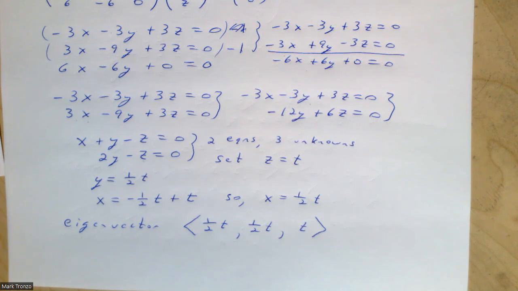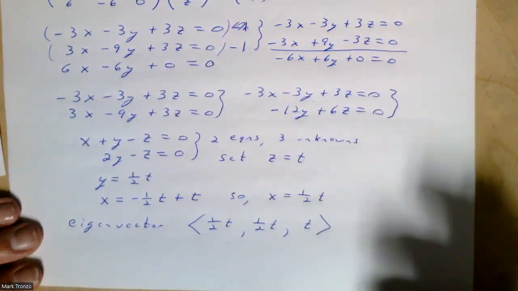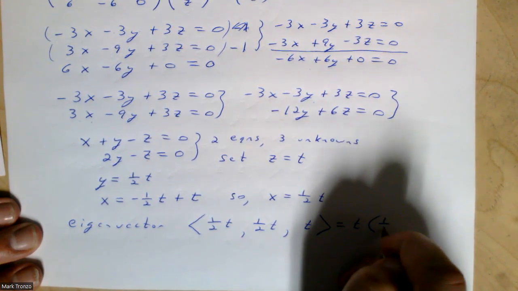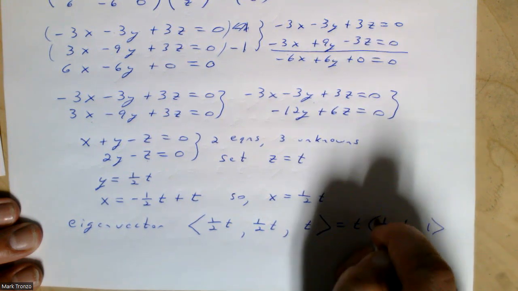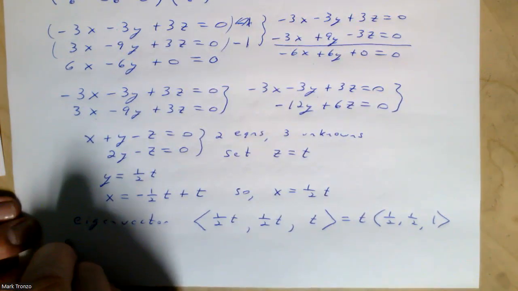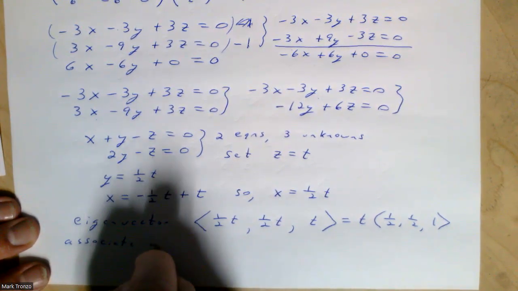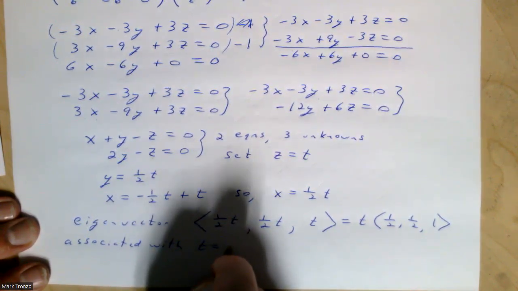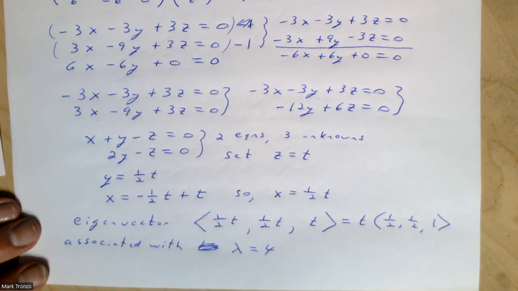So those are the eigenvectors associated with this one. Again, like I said, if you want to pull the t out, it's going to be 1/2, 1/2, 1. So these are the eigenvectors associated with lambda equal to 4.